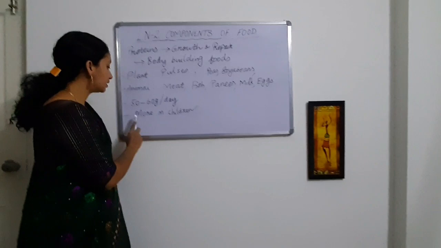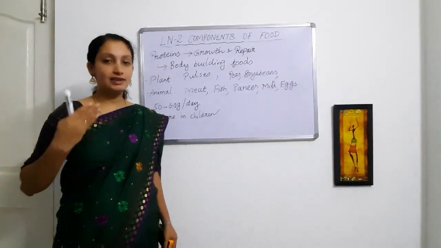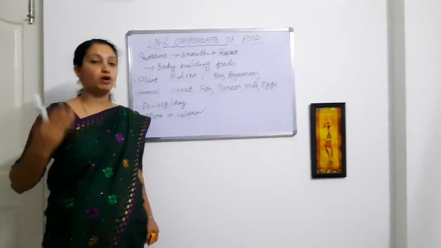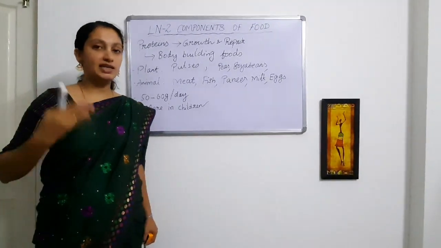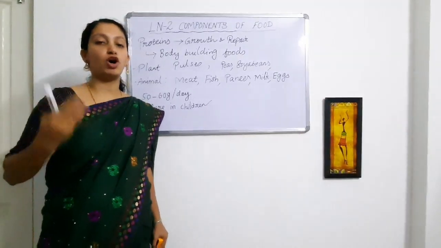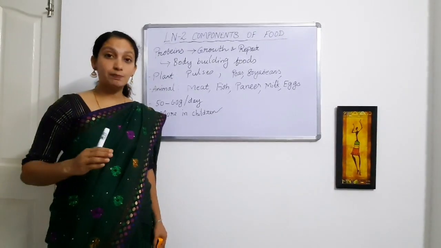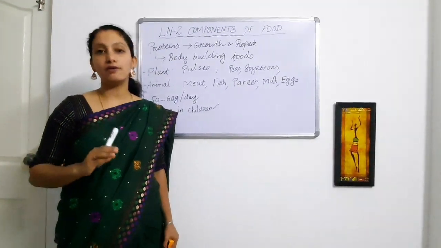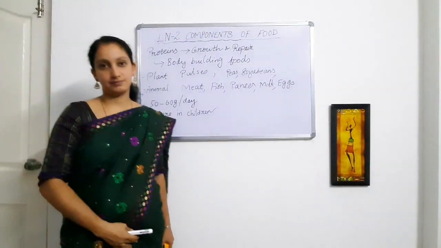And this is required more in children because children require more cells for the development of the body, because they are in the growing stage. So more cells need to be developed or formed in children. So we should provide more protein rich food to our kids. So this is about proteins.